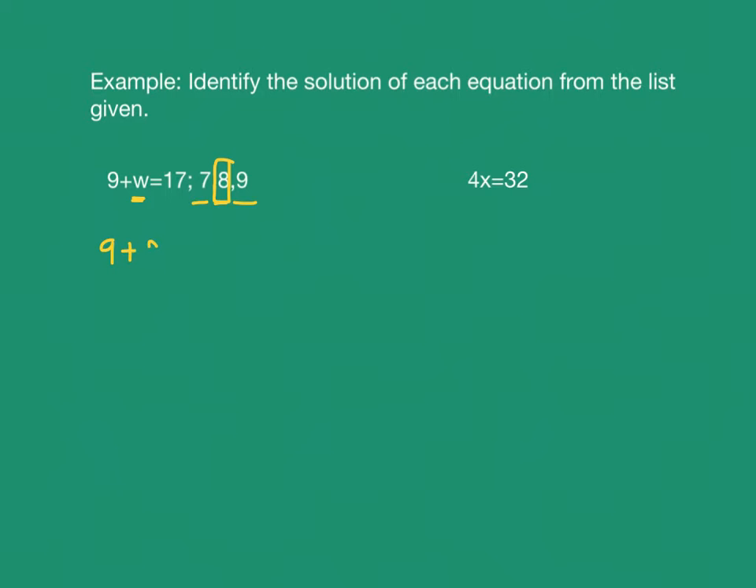9 plus 8 is 17. W was my variable, and I identified from the list given what would make the solution equal on each side. 9 plus 8 is 17. So therefore, 17 is equal to 17.